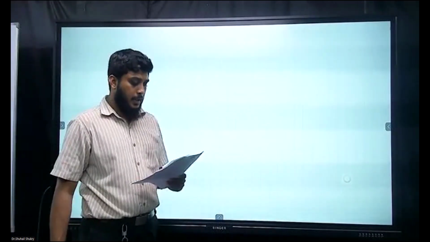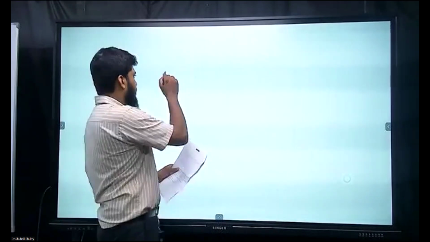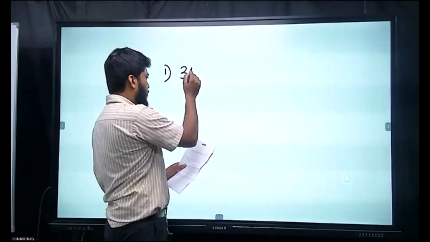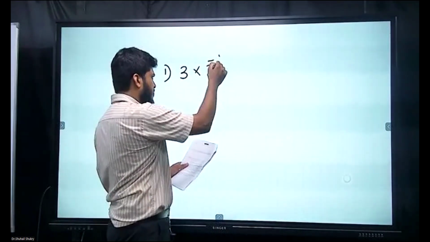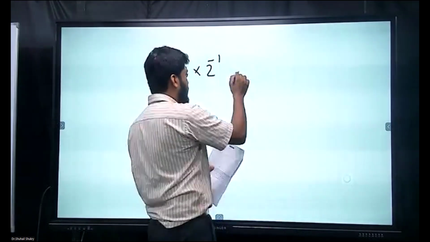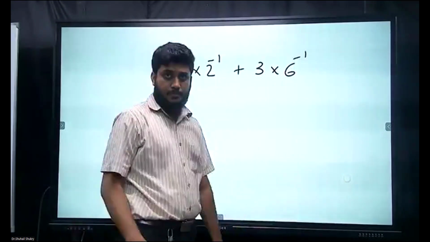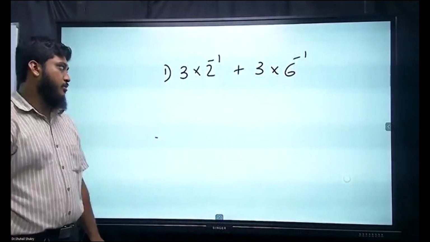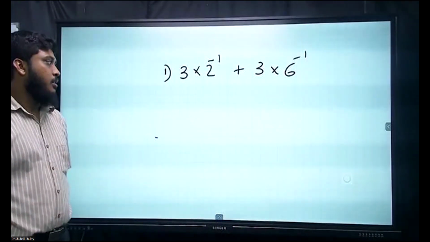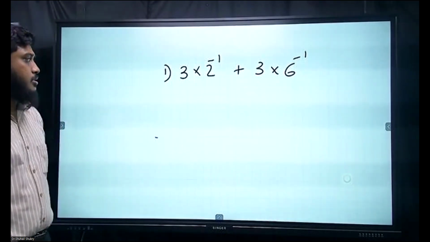3 into 2 to the power minus 1 plus 3 into 6 to the power minus 1. First listen, I'll give time to write. So these are the questions. Then how should you write this?